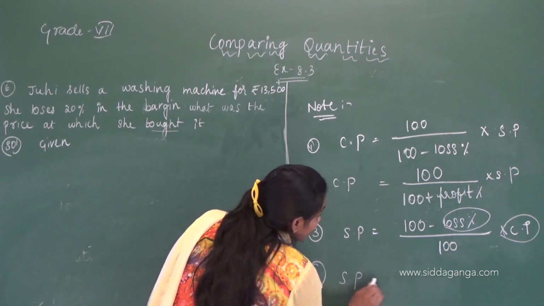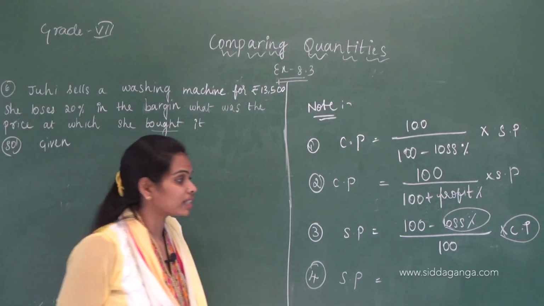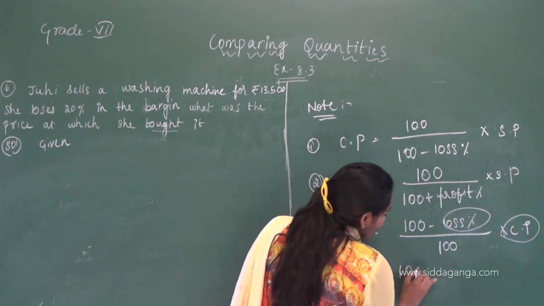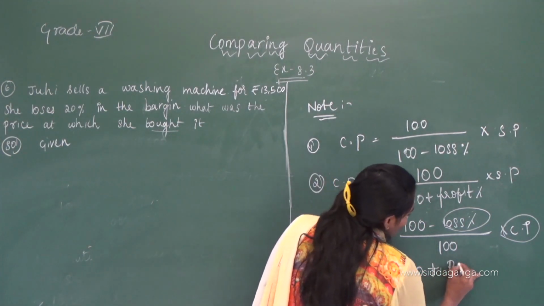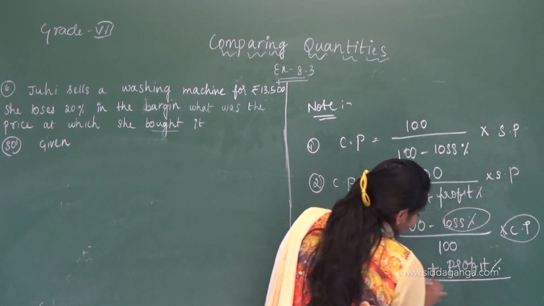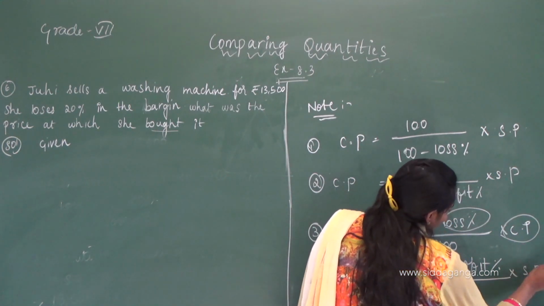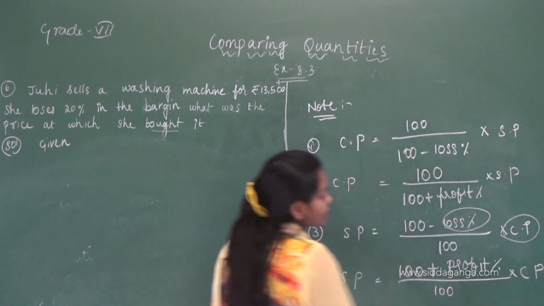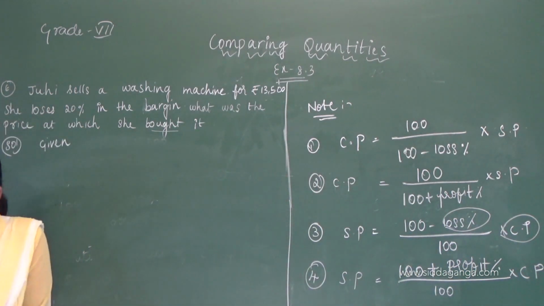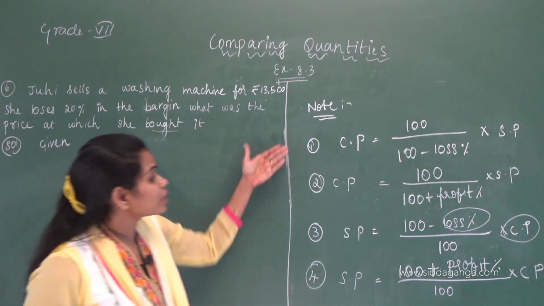And if they give profit percentage instead of loss percentage, we have another formula, that is 100 plus profit percentage divided by 100 into CP. CP means cost price of a particular item. Okay.